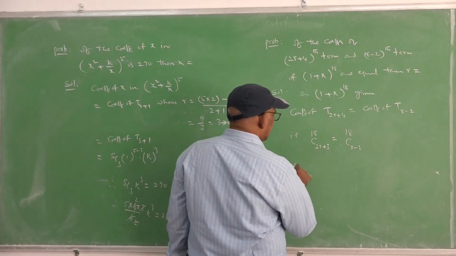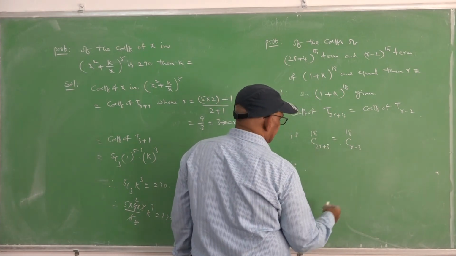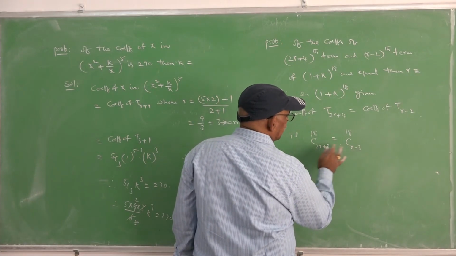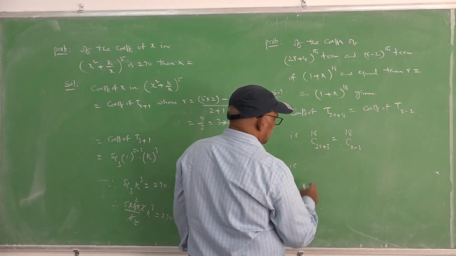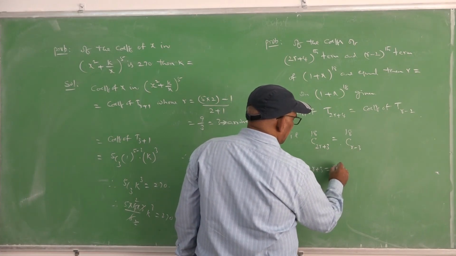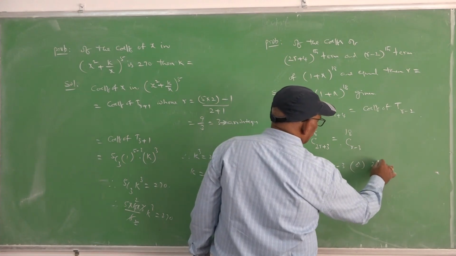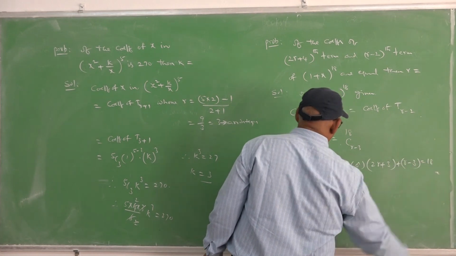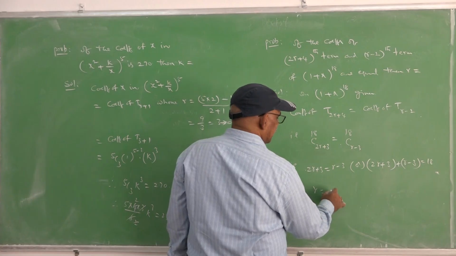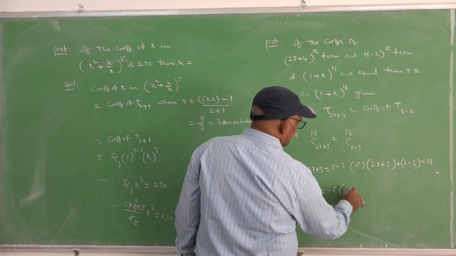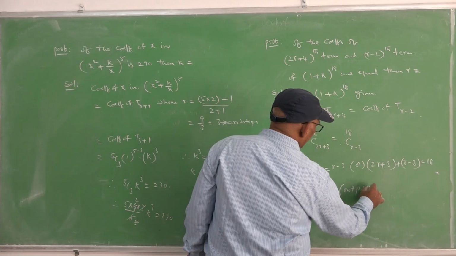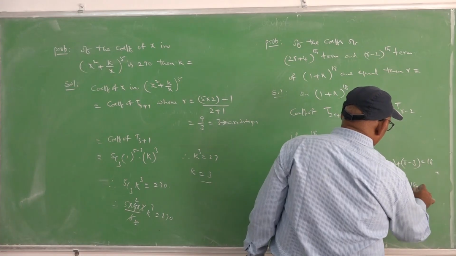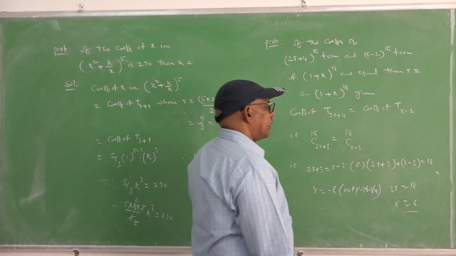So that gives us nCr equal to nCs. So either r equals s, or the sum of r and s equals n. So 2r+3 equals r-3, or the sum of the suffixes must be equal to 18. In the first case r takes the value minus 6, which is not possible, because r cannot be negative. So taking the other one, 3r equals 18, r takes the value 6. The required value is 6.